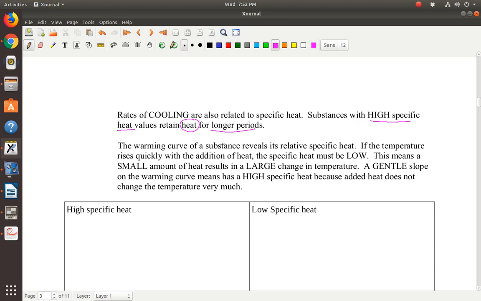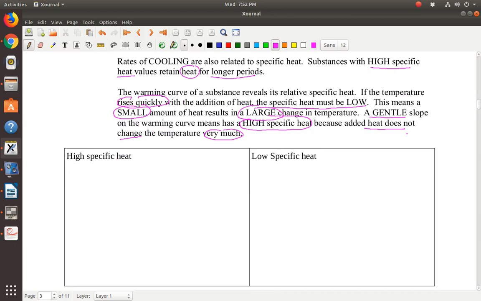So the warming curve of a substance reveals its relative specific heat, okay? So if the temperature rises quickly, then the specific heat is low. This means a small amount of heat results in a large change of temperature. A gentle slope on a warming curve means a high specific heat, because the heat does not change the temperature very much.